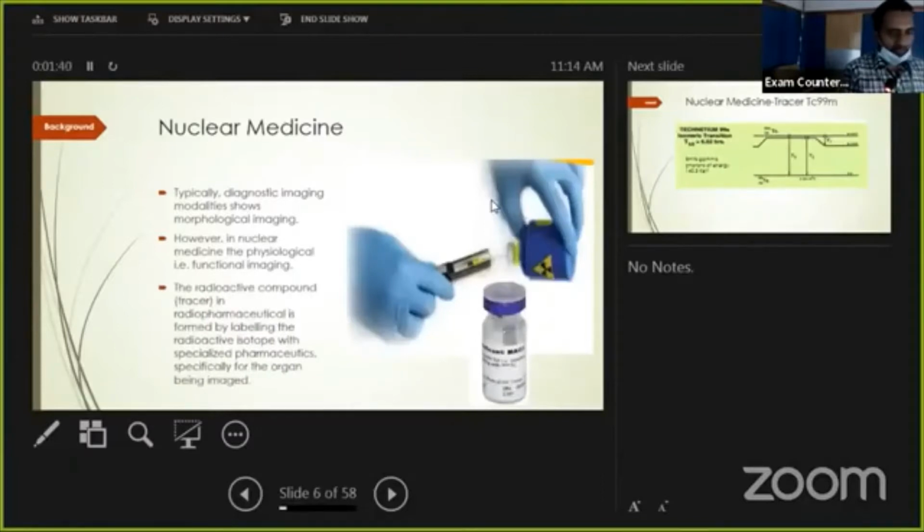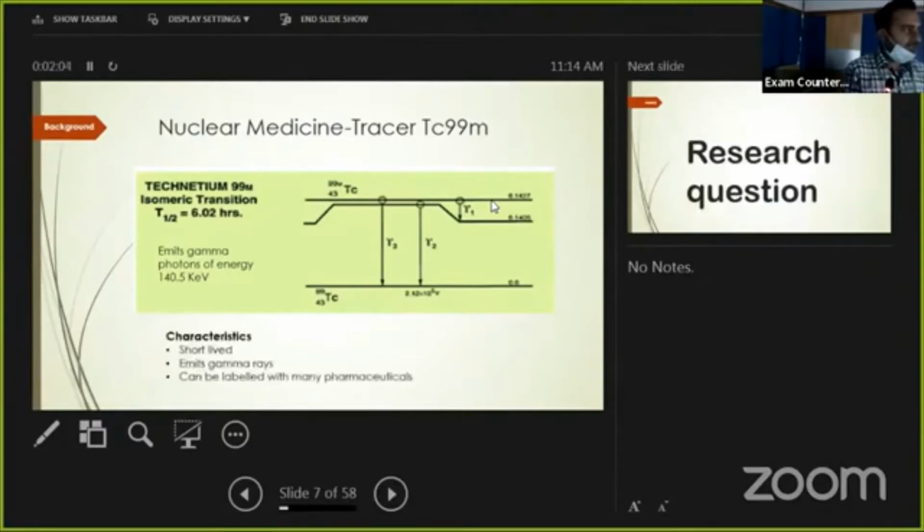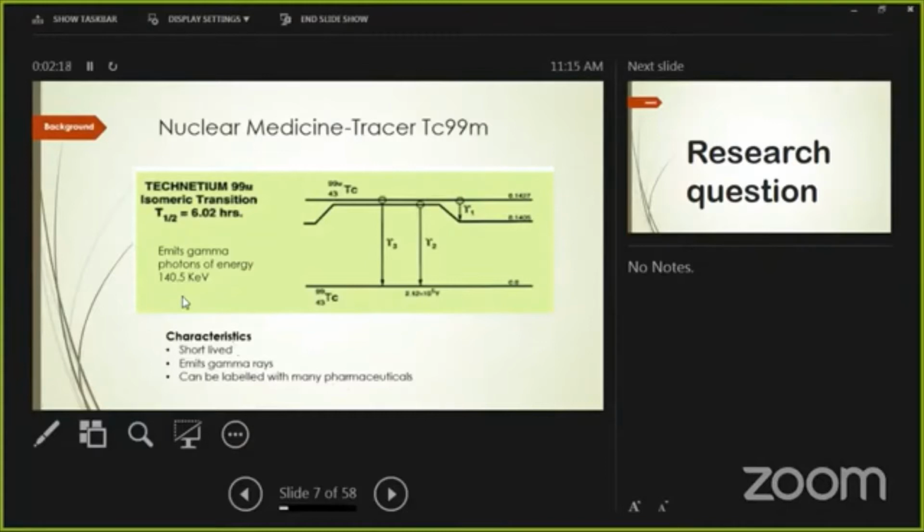The basic procedure for a nuclear medicine test is that we inject the nuclear medicine in the patient. It's typically a radioactive isotope used as a tracer, and this radioactive isotope is usually technetium. Why only technetium? Because it has some characteristics which are very favorable in diagnostic tests. First of all, it has a short half-life and it emits gamma rays, and it can be labeled with many other pharmaceuticals. Its average energy is 140.5 keV, or you can say 140 keV.